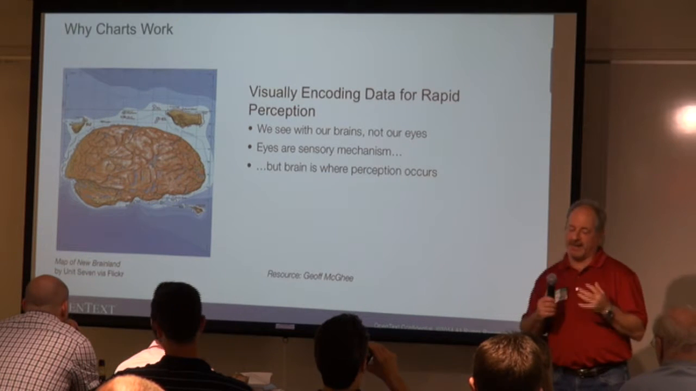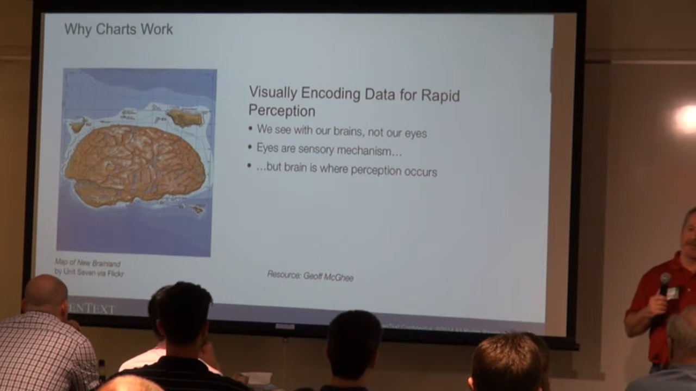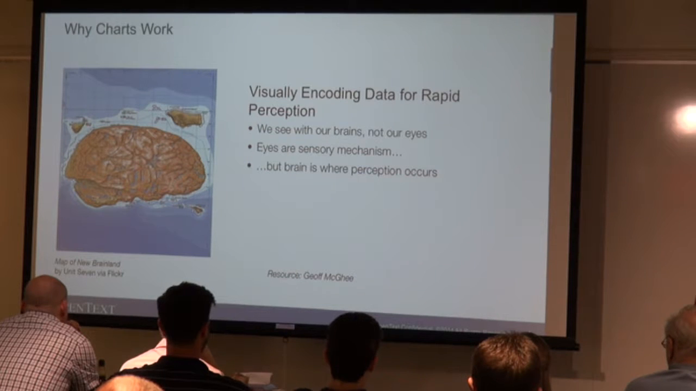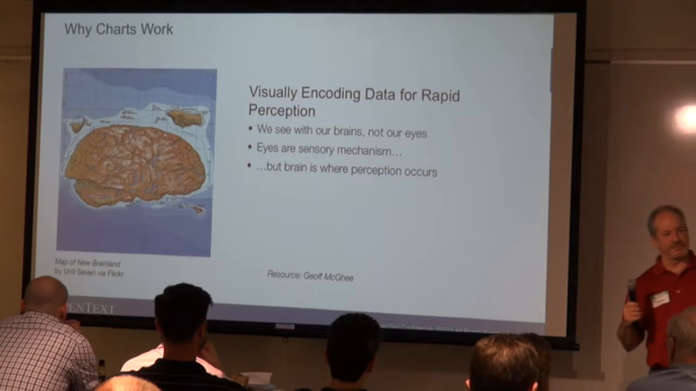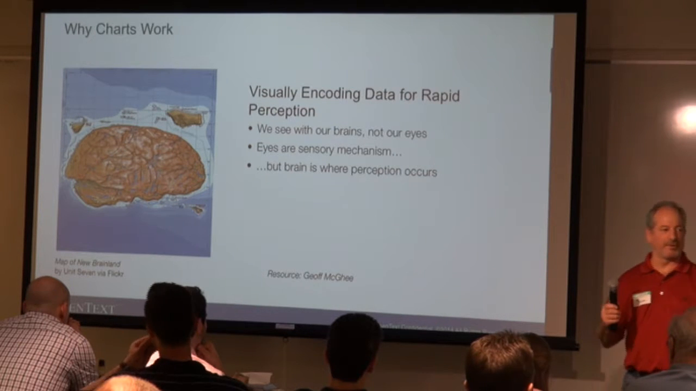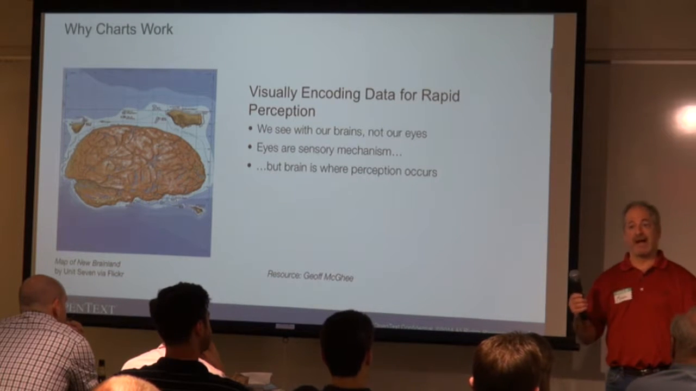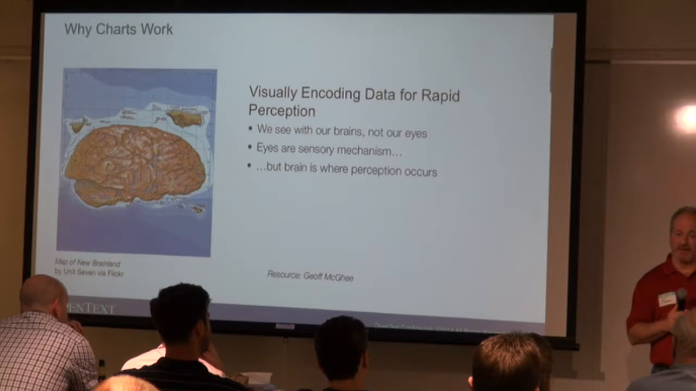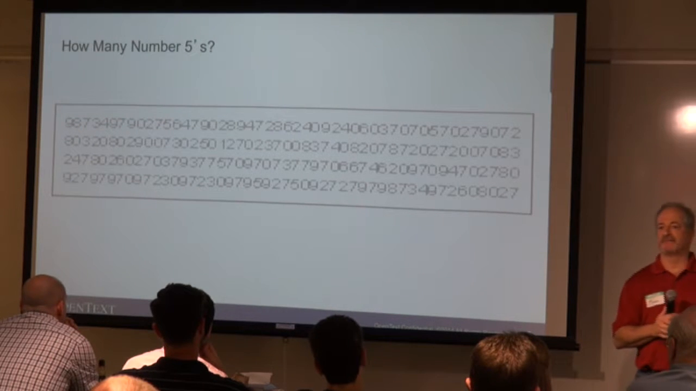So, visual encoding of data for rapid perception: we see with our eyes, but we comprehend with our brain. So even though the physical seeing is with our eyes, what we perceive is in our brains. Eyes are just a sensory mechanism, but our brain is where our perception occurs. Classic example, a couple of months ago, there was that whole thing with the blue, gold, black, white dress. Our eyes saw one thing, and in actuality it was something else, and that is the same thing with charts. Another example of that is, can somebody tell me how many number 5s are here?